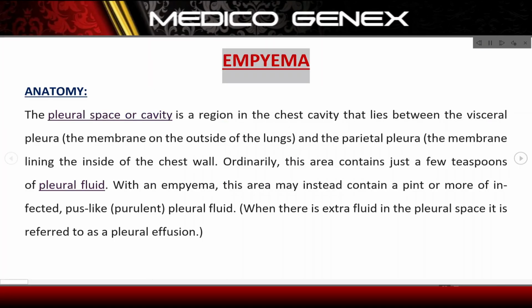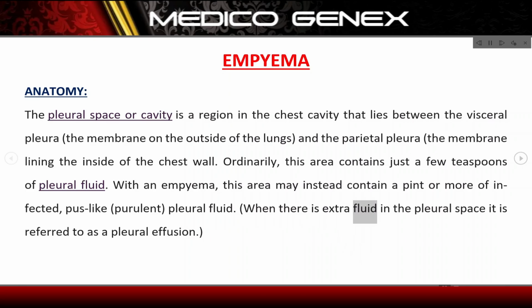Empyema. Anatomy. The pleural space or cavity is a region in the chest cavity that lies between the visceral pleura, the membrane on the outside of the lungs, and the parietal pleura, the membrane lining the inside of the chest wall. Ordinarily, this area contains just a few teaspoons of pleural fluid. With an empyema, this area may instead contain a pint or more of infected, pus-like, purulent pleural fluid.